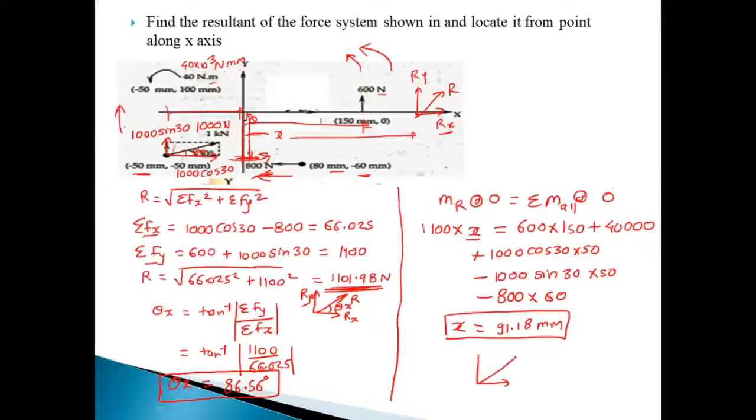So this way we find out the position of the resultant, and we already found the resultant. The resultant is 1101.98 Newton, which makes an angle of 86.56 degrees with the x-axis. This is the resultant, and its position from O is 91.18 mm. So this way we find the resultant as well as the position of the resultant.